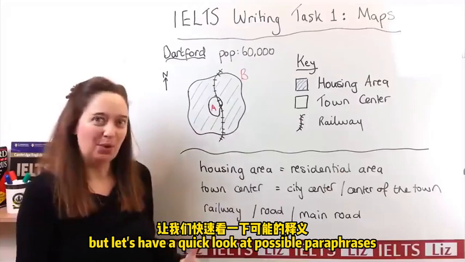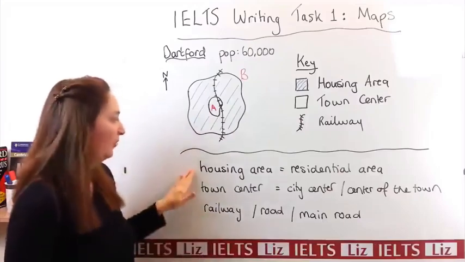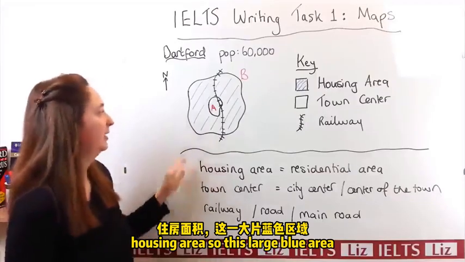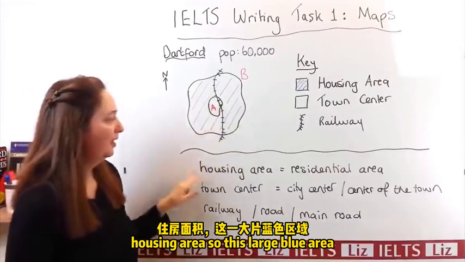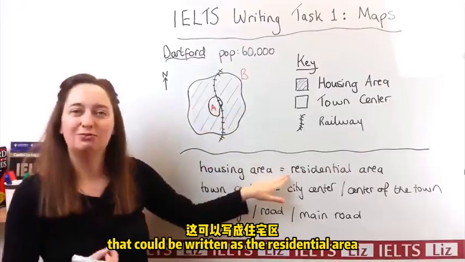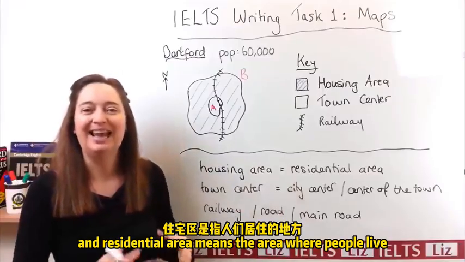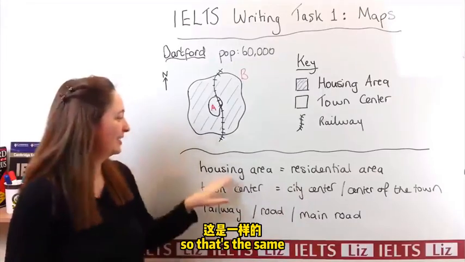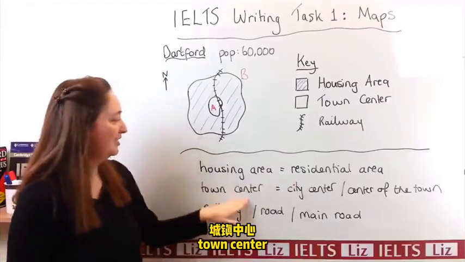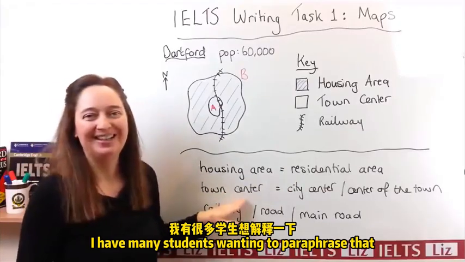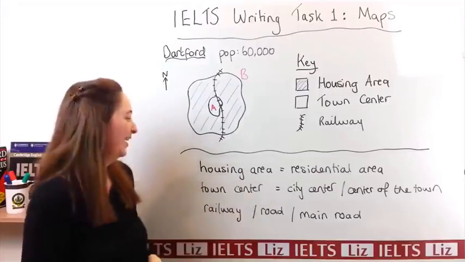But let's have a quick look at possible paraphrases. The first one, housing area. So this large blue area could be written as the residential area, and residential area means the area where people live. So that's the same.